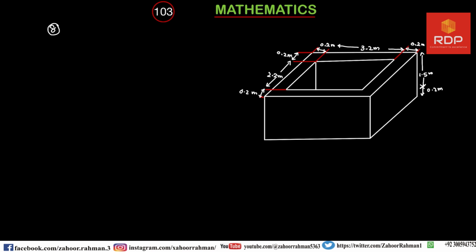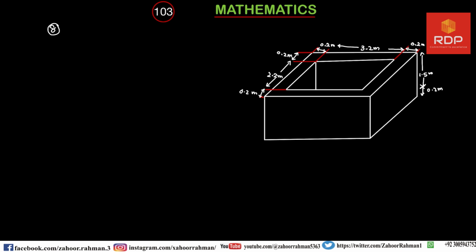This is lecture number 103 of mathematics, and in today's lecture we are going to solve question number 8. The figure is shown on the right side of your screen. The dimensions are also given to us. Let us first understand what the question is saying.